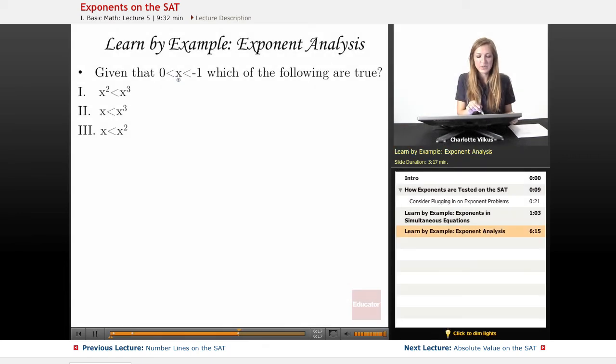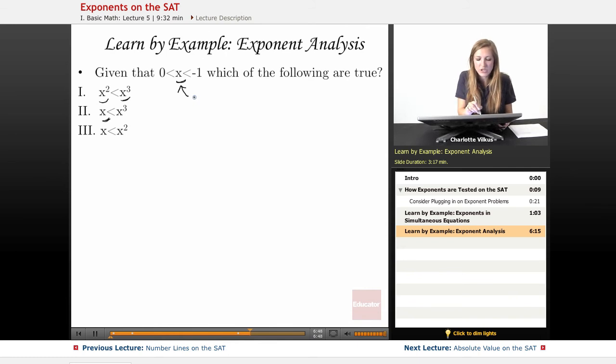That 0 is between x, or that x is between 0 and -1, which of the following are true? So I'm comparing quantities of x squared, x cubed, and x, the three things that I'm dealing with. And here's where I'm talking about exponent analysis: sometimes we want to just plug in something for this x, because it's harder to maybe picture if I don't have an actual number.